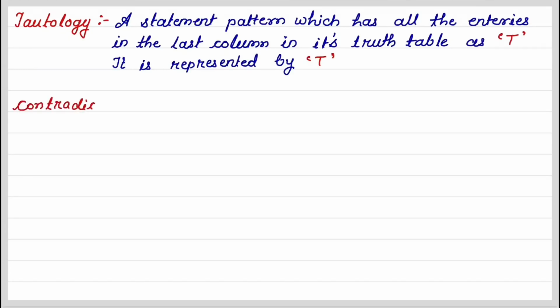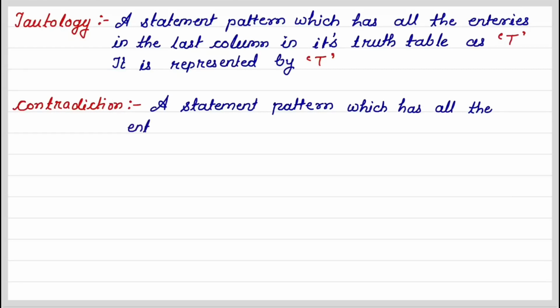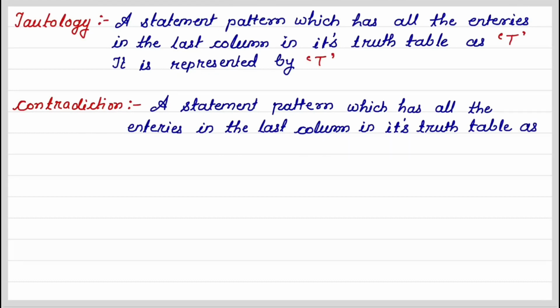Next we have to see contradiction. Contradiction is a statement pattern which has all the entries in the last column in its truth table as F. That means contradiction is the statement pattern which will be always false, and tautology is the statement pattern which is always true. This you have to remember. Tautology is always true and contradiction is always false. Remember this much only.